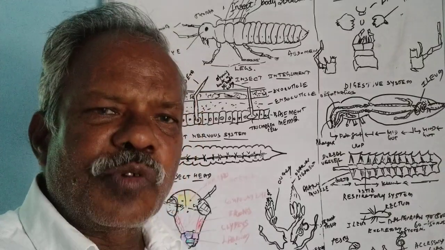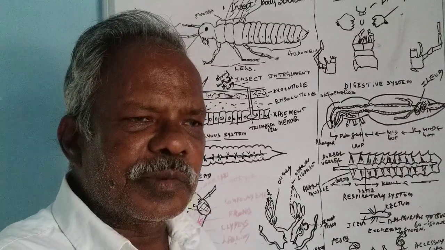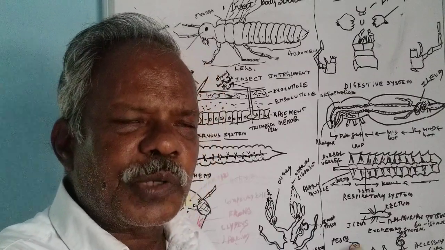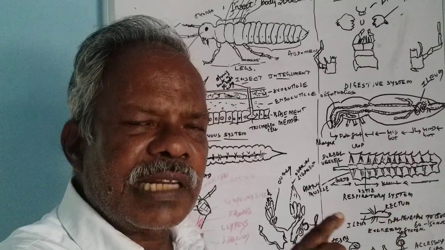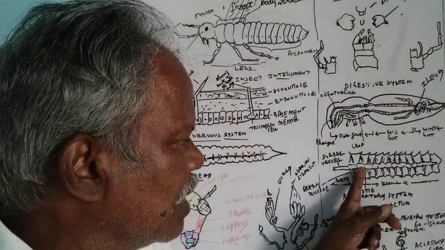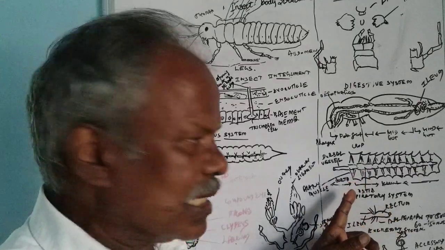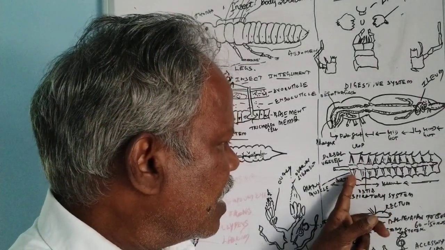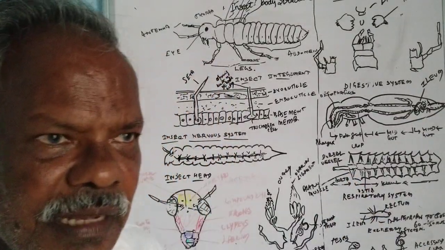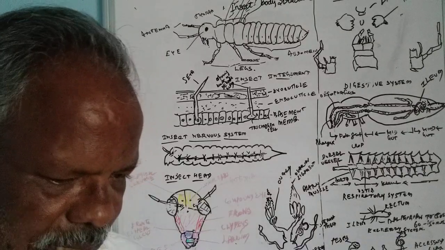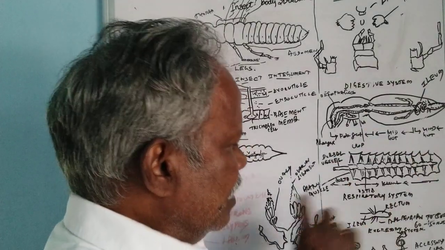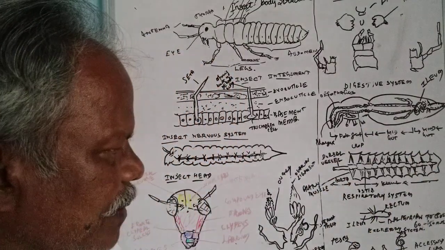So it is the open heart. It is a tubular heart. It is a 12-chambered heart. The dorsal portion is called the dorsal vessel, or otherwise called the aorta. And each and every heart segment is connected by alary muscles with the side of the body, the outer portion of the body. This is with regard to the circulatory system.